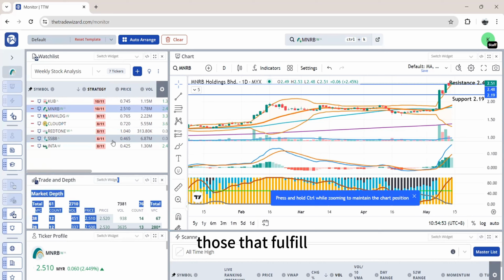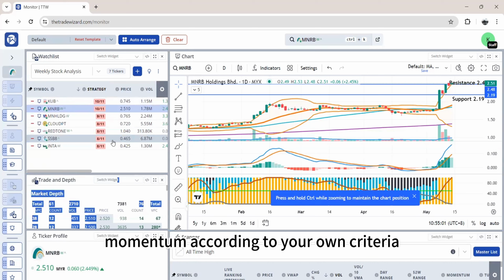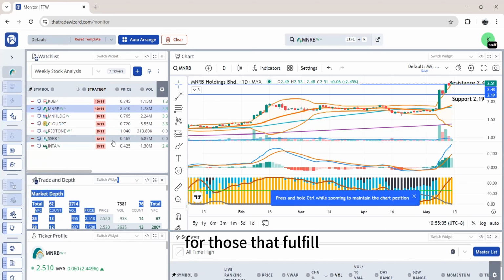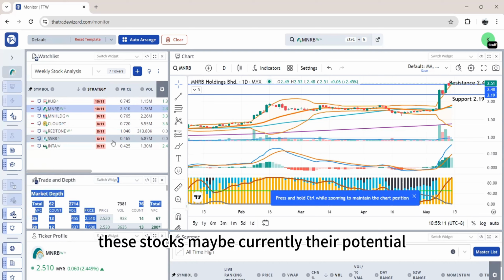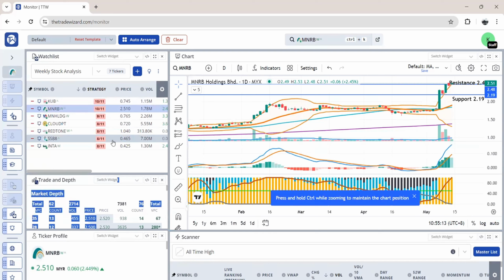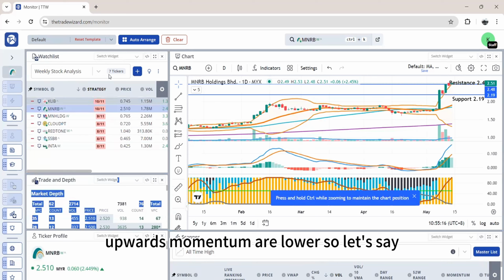Those that fulfill a high number of strategy, it means that those stocks have higher potential or maybe higher momentum according to your own criteria. For those that fulfill the least amount of strategy, let's say 1 out of 7, 2 out of 7, these stocks maybe currently their potential or their upwards momentum are lower.